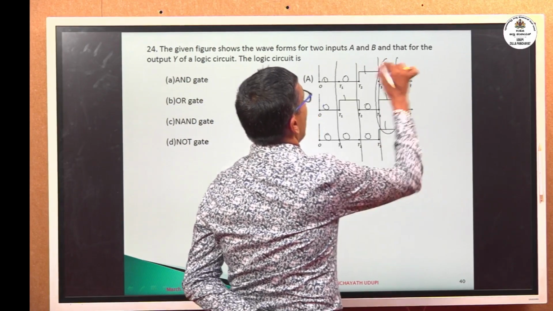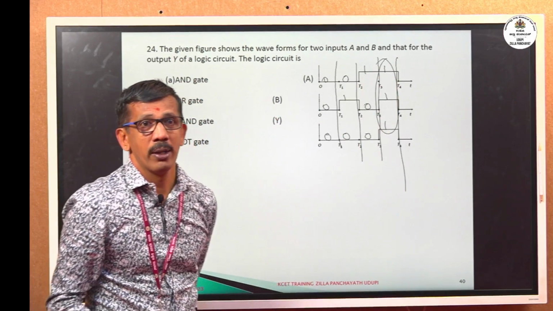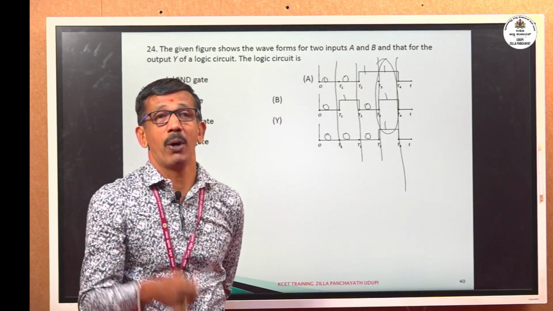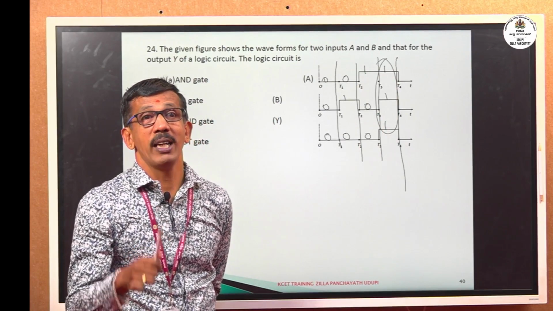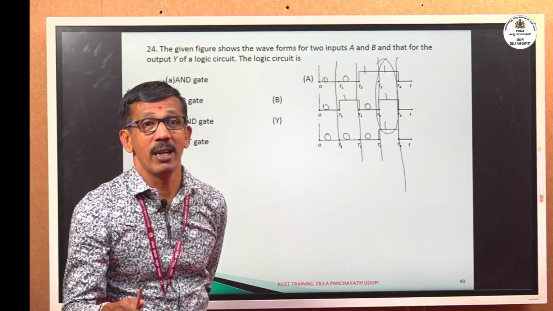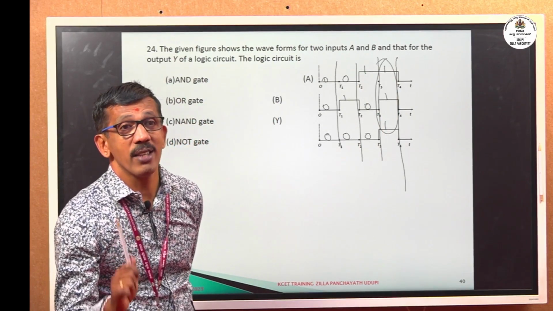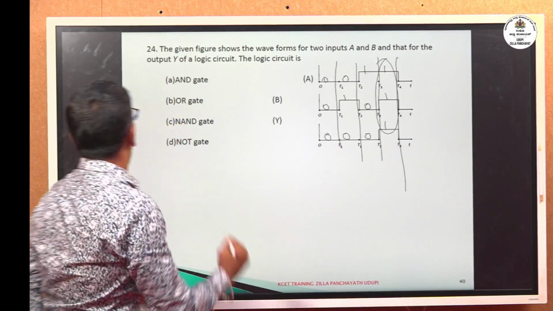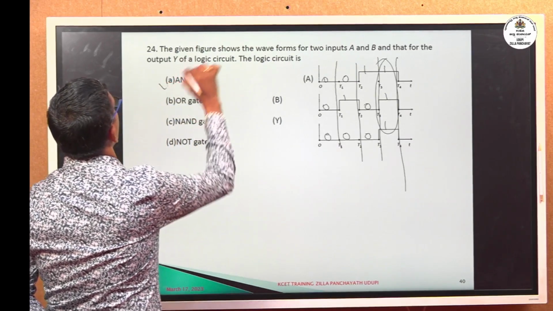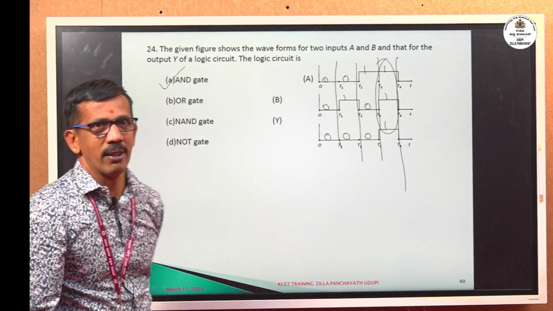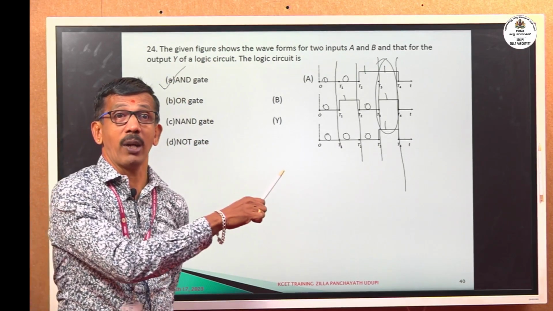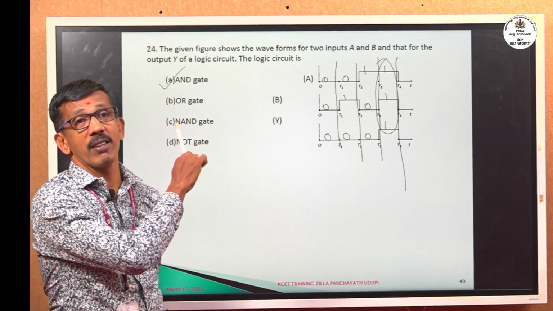1 1 is 1. I already told while explaining the important points, 1 1 is 1. If both inputs are 1, output is 1, the resulting logic circuit is the AND gate. If a waveform is given, we have to find which logic circuit it is.